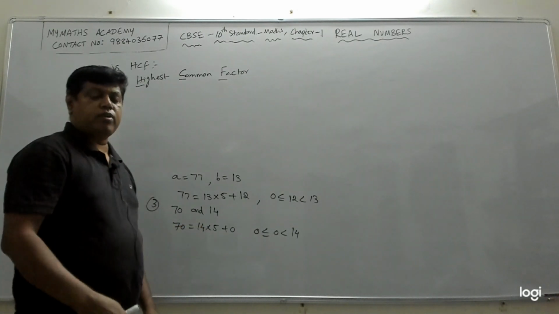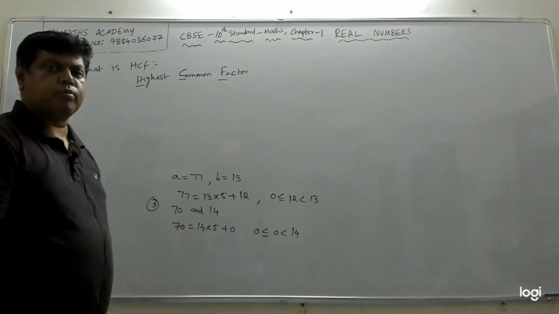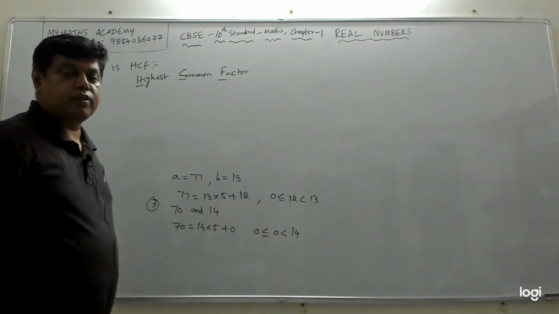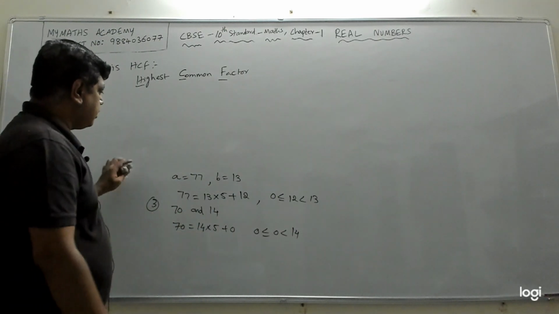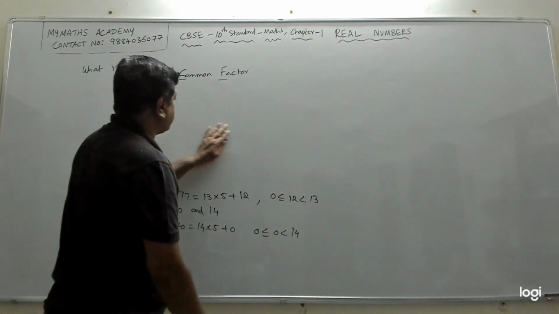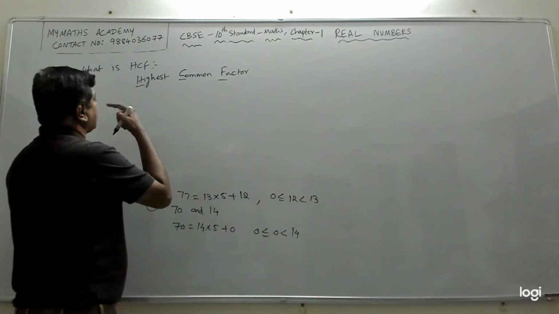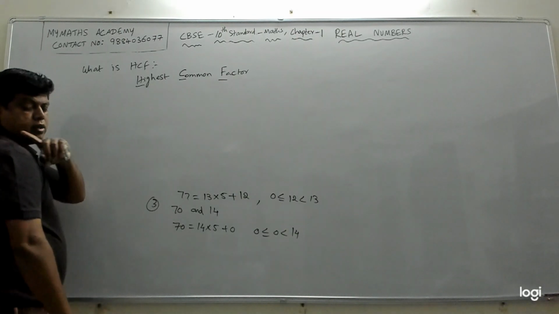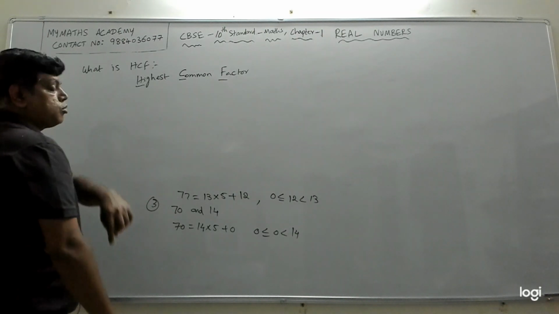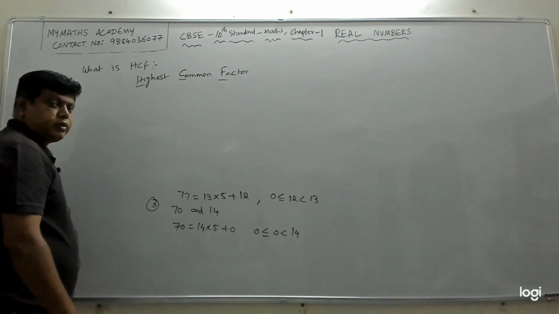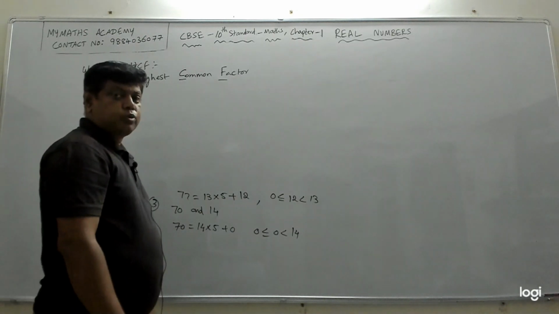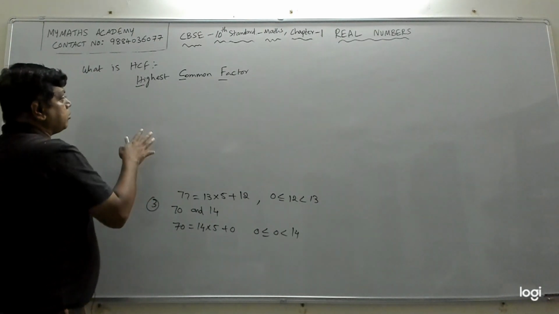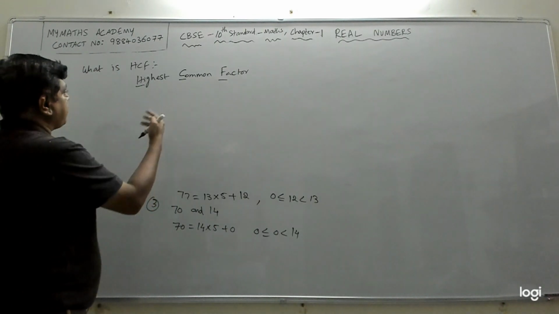So what does the highest common factor mean? You would have studied this in your earlier classes and found many HCFs, LCMs also, right? So I will take one example and explain what HCF is. Then we will go to Euclid's division algorithm, which is used to find the highest common factor between two numbers.